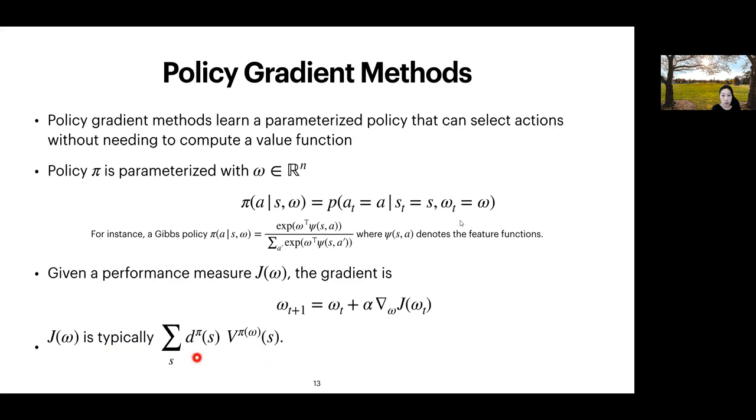And of course, this is the distribution of the states, like how many fraction of times you will be at the state following pi, like we already introduced at the beginning of this lecture.